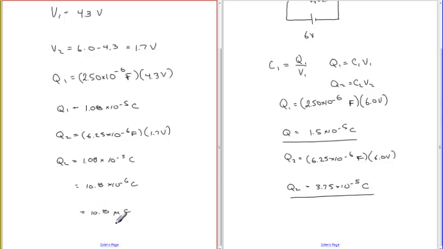So that would be one way of writing that, as well as over here, we could rewrite this as 15 microcoulombs, and this could be 37.5 microcoulombs. We'd multiply by 10 to get 15, 10 to the minus 6. 10 to the minus 6 is microcoulombs.